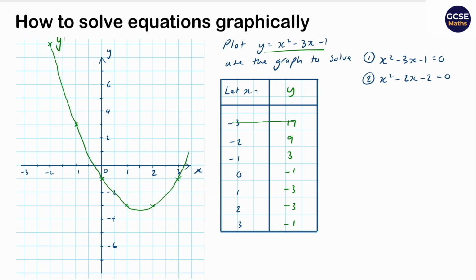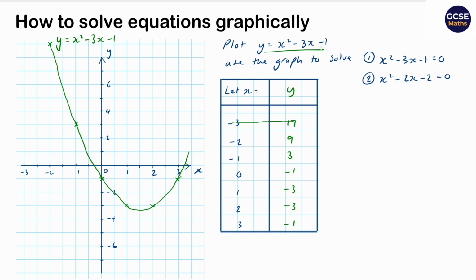I'll just label that. y is equal to x squared minus 3x minus 1. Notice at the point here, I actually brought it in to be a smooth natural curve. It didn't point here and it didn't go flat here either. Okay, so we've plotted the graph. We now need to use the graph to solve this equation here.